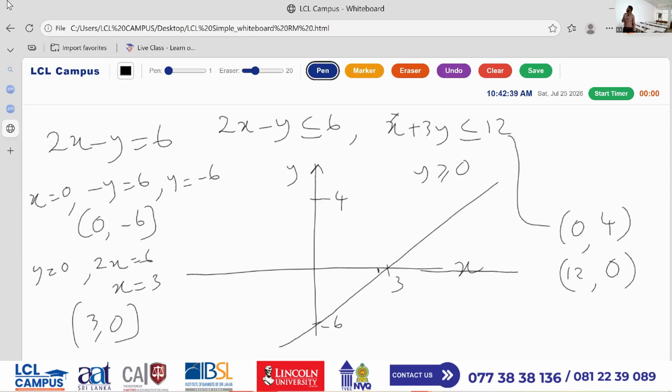And 12, comma 0, maybe here, no? Here 12. Is it okay? That line is going like this. Okay? Right. And the other one, what? Y equals 0. Tell me, what is the line of y equals 0?